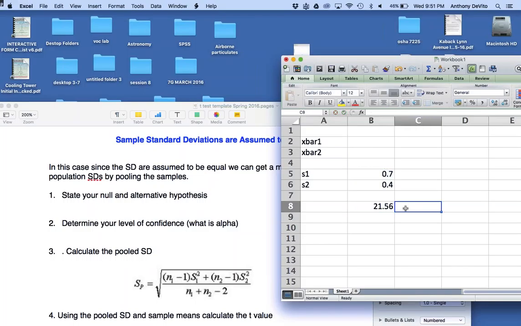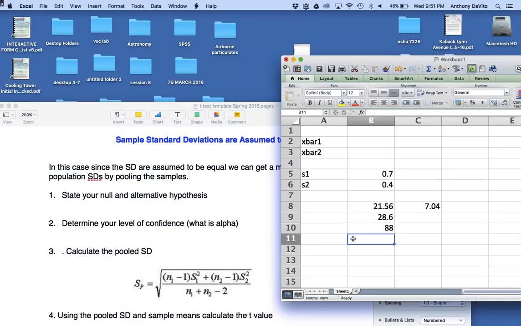The second value on top is going to be 44 times S2 squared, which is 44 times 0.4 times 0.4. It's going to be equal to 7.04. Now we're going to want to add those two together, so I'm going to say that's equal to the sum of these two values. That's my numerator, the top part of my equation. The bottom part of my equation is going to be equal to n1 plus n2 minus 2, 45 and 45. 90 minus 2 is 88.